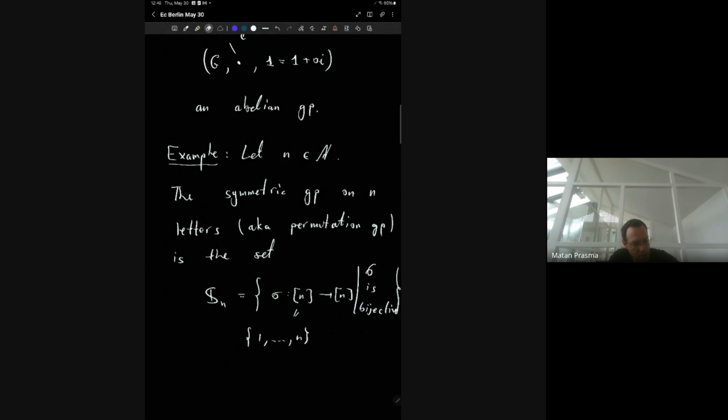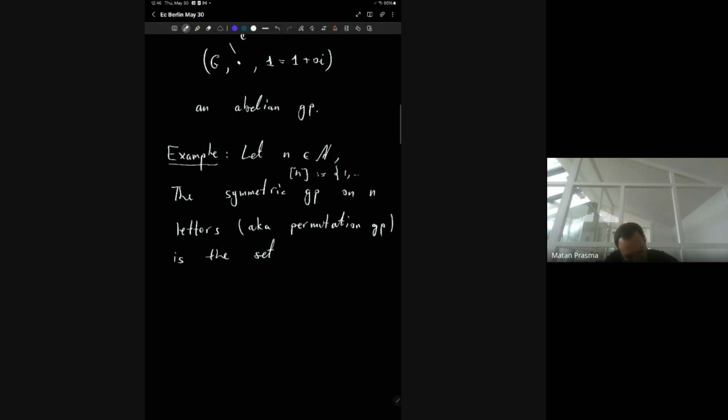Okay, let me just write it again. So for a natural number n, I write [n] to be the set of numbers 1 up to n, and the symmetric group on n letters is the set Sn, the set of all functions sigma from [n] to [n], such that sigma is bijective.